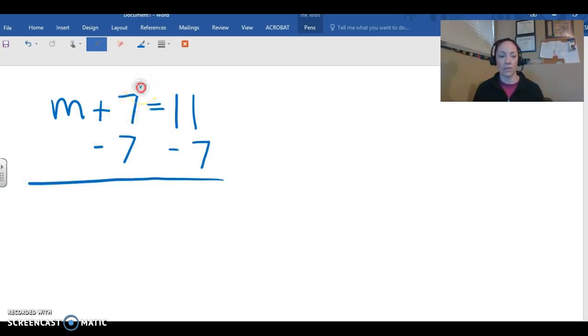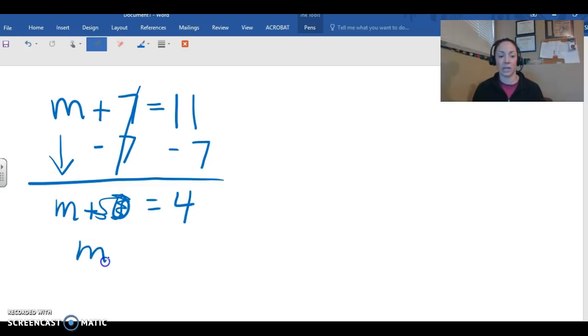Now, 7 minus 7, that cancels each other out. So 7 minus 7 is 0. Bring down the m. You have m plus 0 equals whatever 11 minus 7 equals. So 11 minus 7 equals 4. We don't need to worry about the 0. So basically m equals 4.